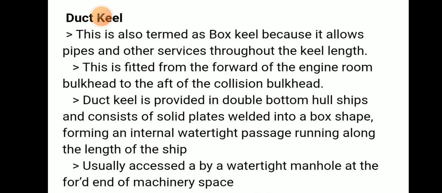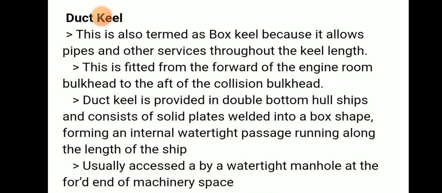The duct keel is also known as box keel. It allows pipes and other services throughout the keel length, which is a great advantage. It is fitted from forward of the engine room bulkhead to the after collision bulkhead.